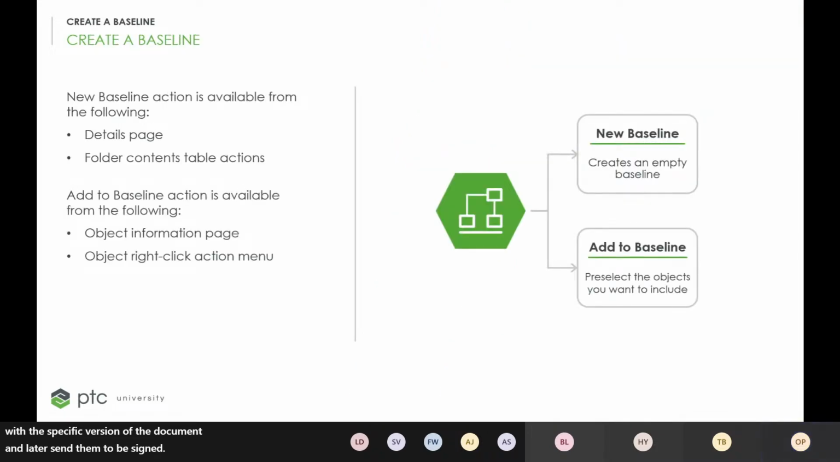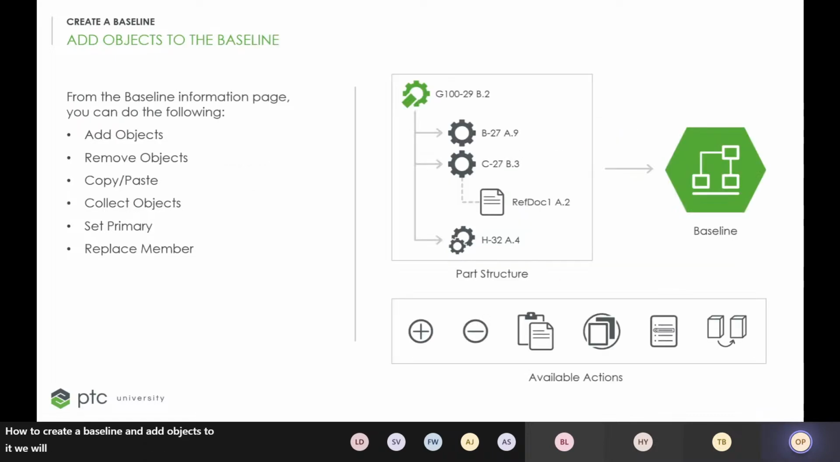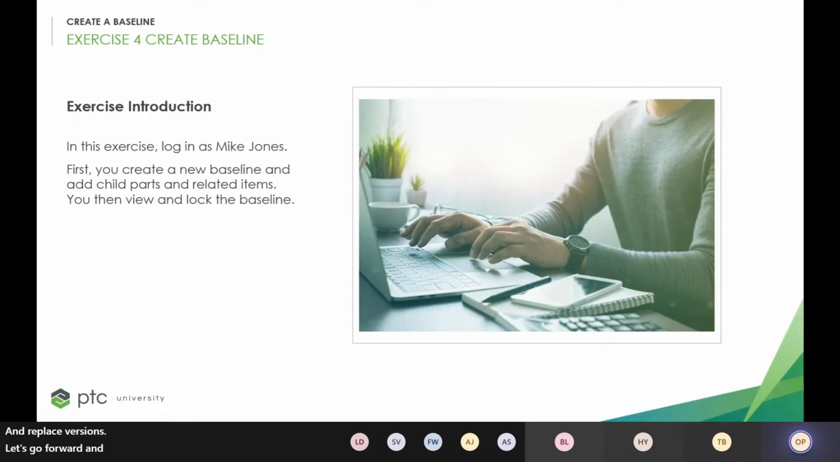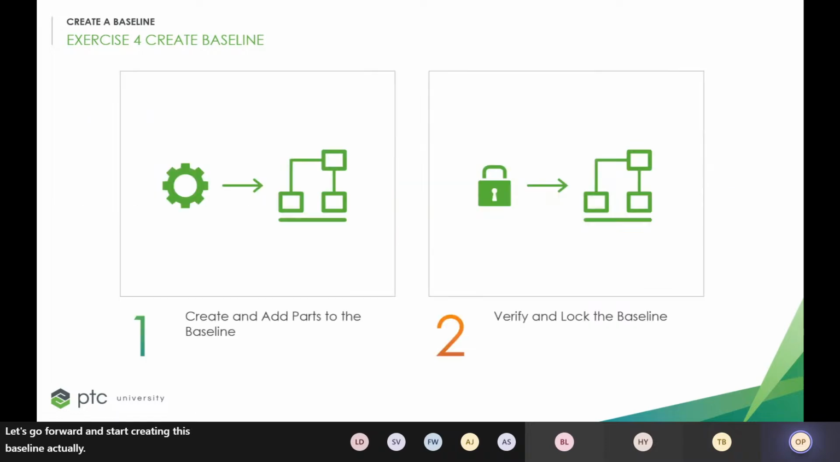How to create a baseline and add objects to it, we will learn with the next exercise. These are the specific functionalities in a baseline: removing and adding objects, copy paste, collect related objects, set primary. Usually the primary is the end item, and replace versions. Let's go forward and start creating this baseline. Actually, exercise number 4.